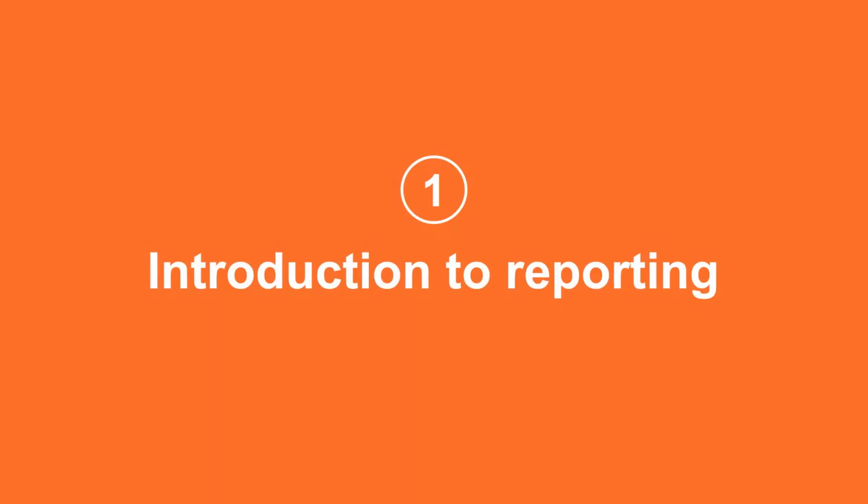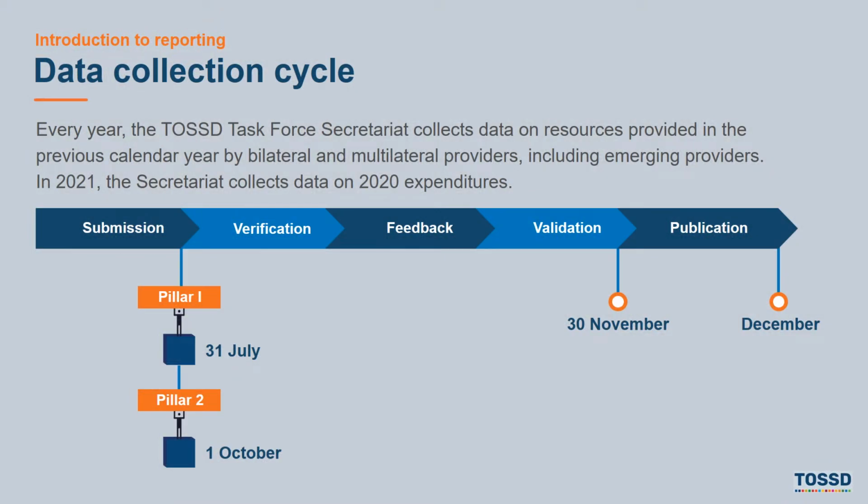This section will introduce you to the reporting. Every year, the TOSSD Secretariat collects data on resources provided in the previous year by bilateral and multilateral providers. For example, in 2021, the Secretariat collects data on 2020 expenditures. The deadline for Pillar 1 data submission is on 31 July. For Pillar 2, the deadline is a little later, on 1st October. The TOSSD Secretariat will validate the data by 30 November and publish the data in December.